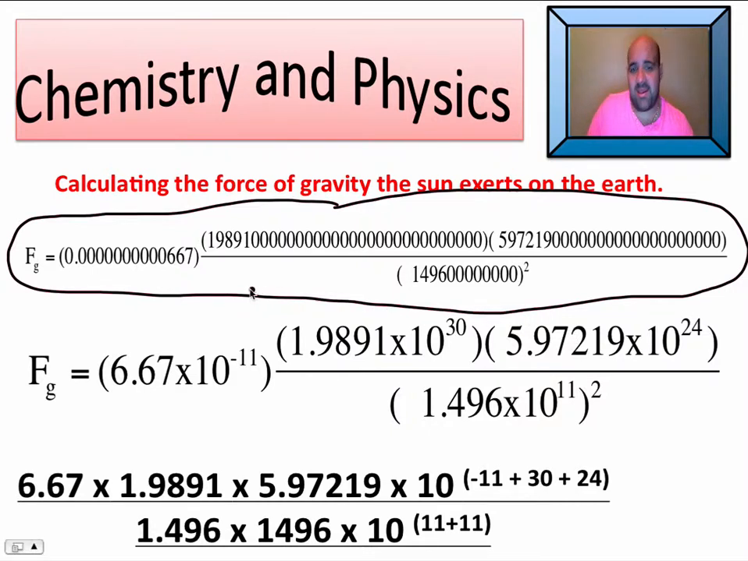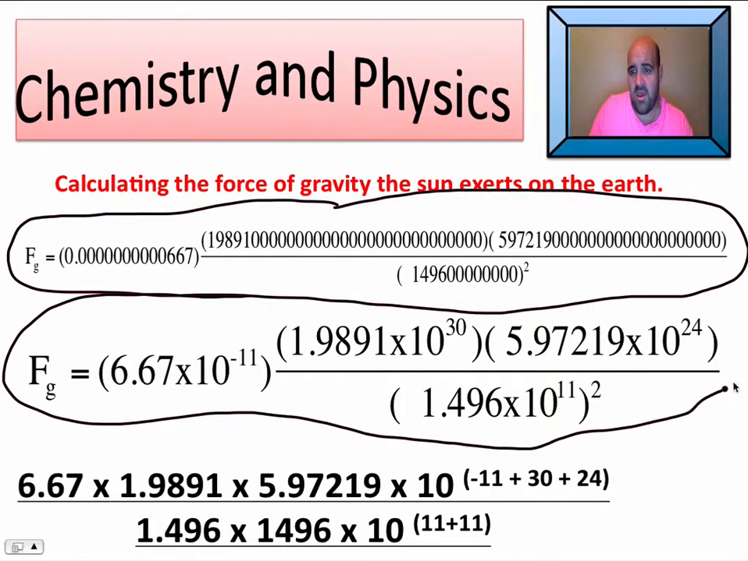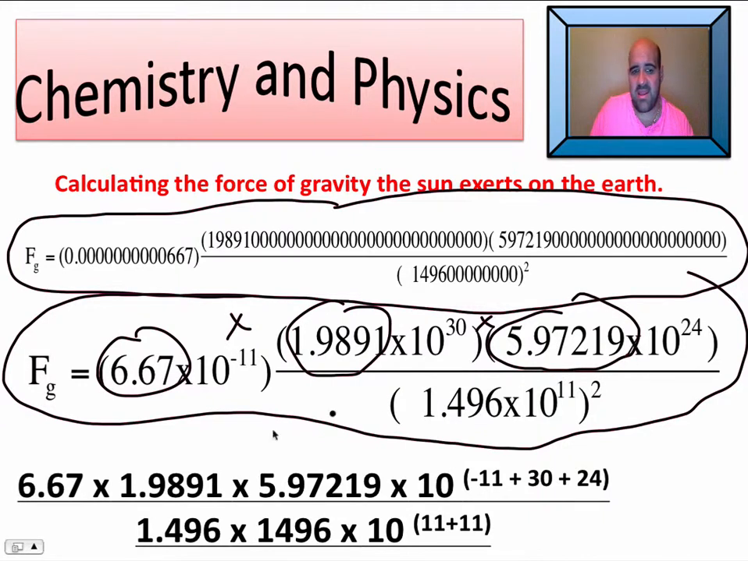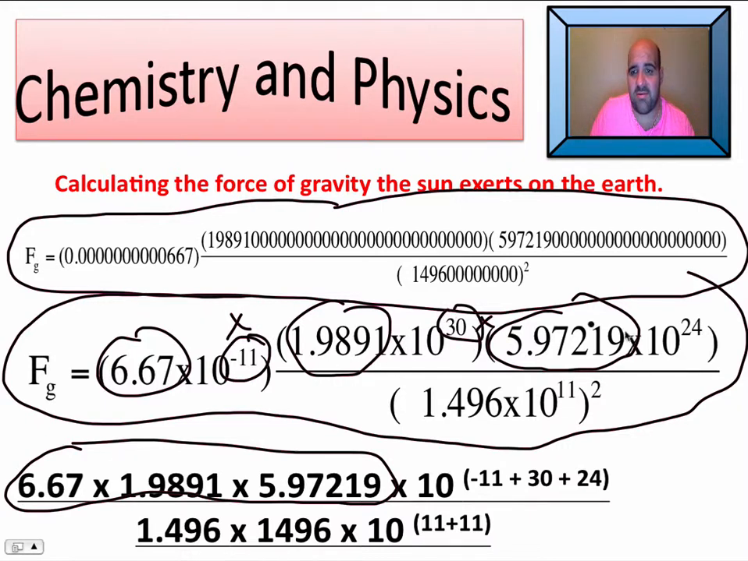If you streamline it into scientific notation, it becomes much easier to put in your calculator. If you know the rules for multiplying and dividing scientific notation, you should know that you're taking this number times this number times this number. You multiply the leading numbers, which is right here. And then you would just simply add all the exponents together, right? Add these three exponents together. And the same thing with the bottom.